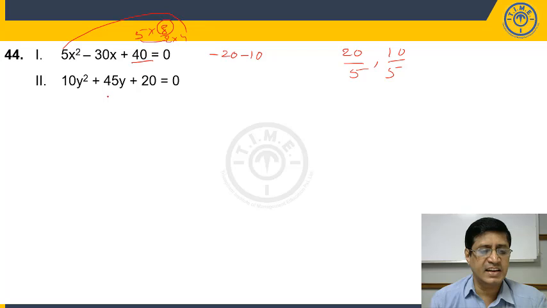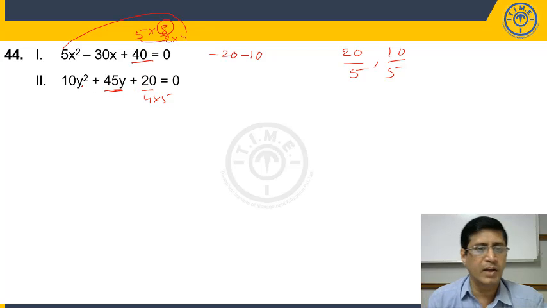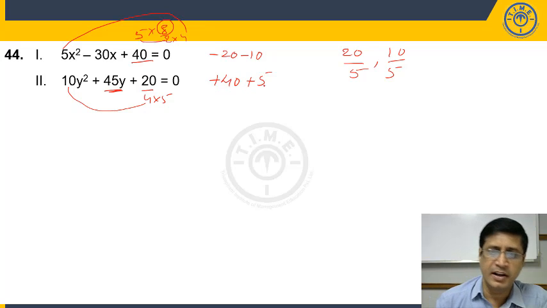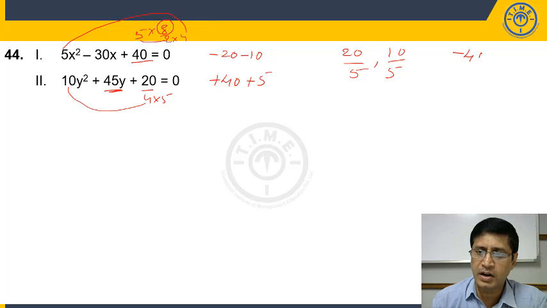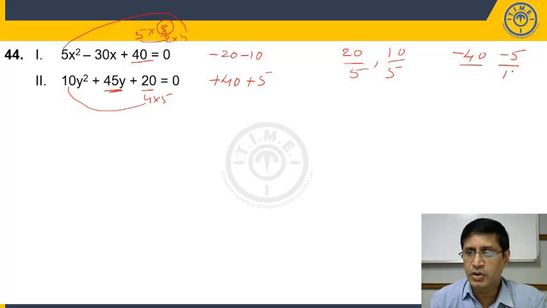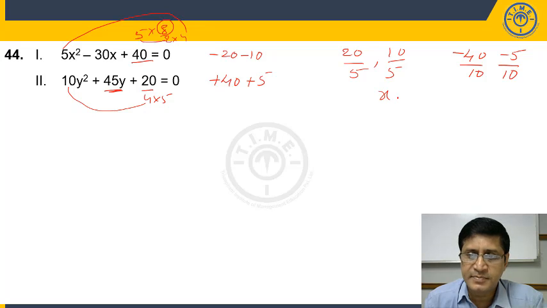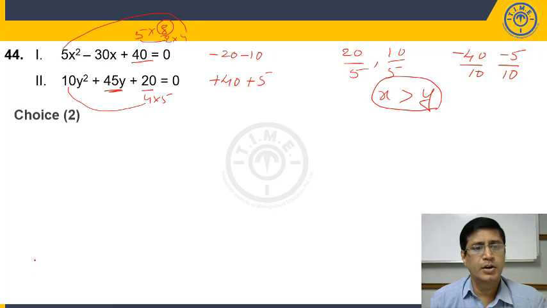equation. Second one, if you observe the second one carefully, here what is the discussion? It is 4 into 5, and the middle term is 45. So 4 into 10, that is 40, and 5. The sum of these two is equal to the middle term. So what about the roots? Minus 40 minus 5 by the coefficient of y square, so it is 10. The negative values are less than the positives. So we can directly mark the answer as x greater than y, the right choice, option number 2.